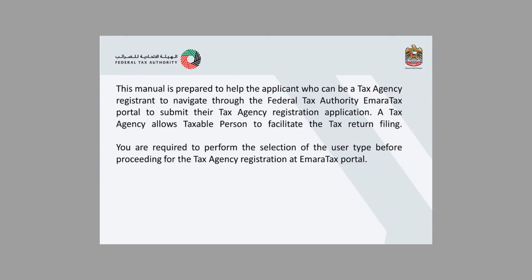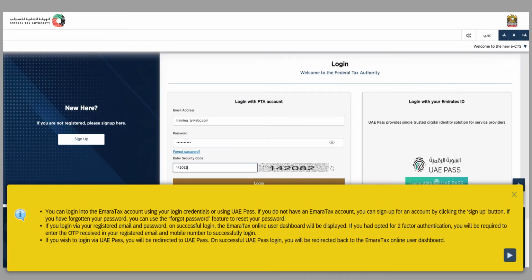You are required to perform the selection of the user type before proceeding for the tax agency registration at Emara Tax portal. You can log in into the Emara Tax account using your login credentials or using UAE Pass. If you do not have an Emara Tax account, you can sign up for an account by clicking the Sign Up button. If you have forgotten your password, you can use the Forgot Password feature to reset your password.